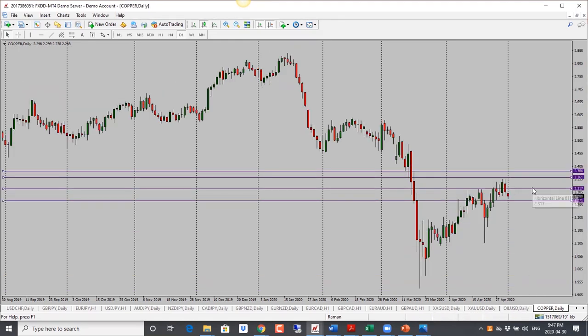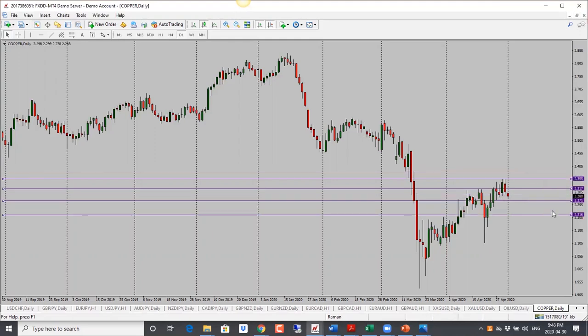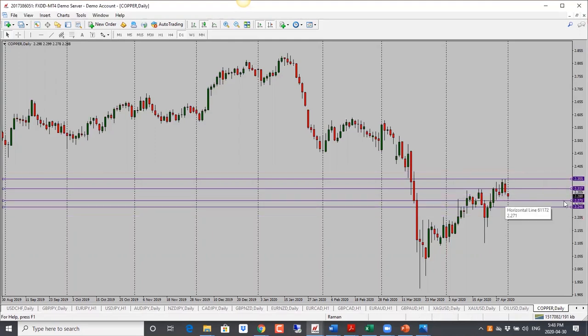Copper here, copper is looking bearish. We see that price wasn't really able to hold above the resistance level here. And now we have a bearish candle close, so looking for a drop. First target is 2.27 and then 2.25. So bearish bias here for copper.